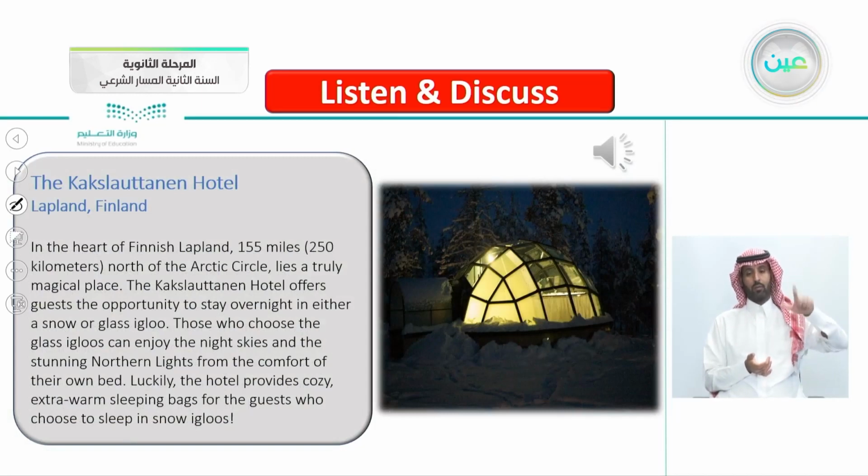The Kakslotten Hotel Lapland, Finland. In the heart of Finnish Lapland, 155 miles, 250 kilometers, north of the Arctic Circle, lies a truly magical place. The Kakslotten Hotel offers guests the opportunity to stay overnight in either a snow or glass igloo. Those who choose the glass igloos can enjoy the night skies and the stunning northern lights from the comfort of their own bed. Luckily, the hotel provides cozy, extra warm sleeping bags for the guests who choose to sleep in snow igloos.